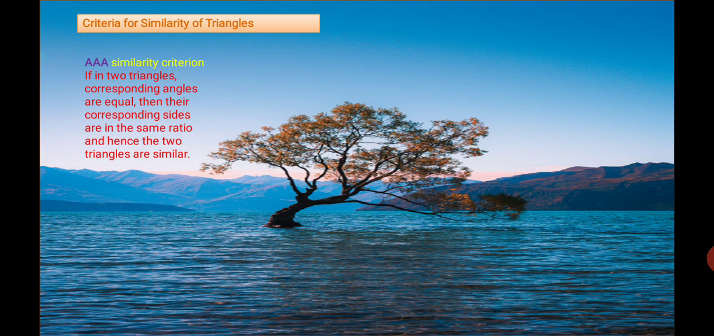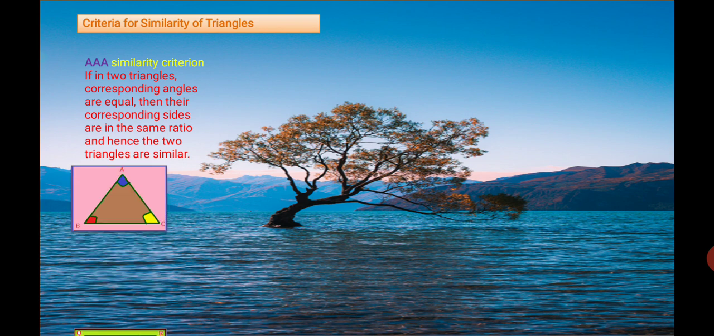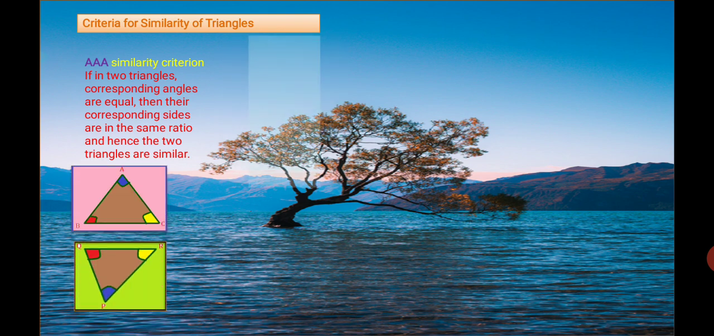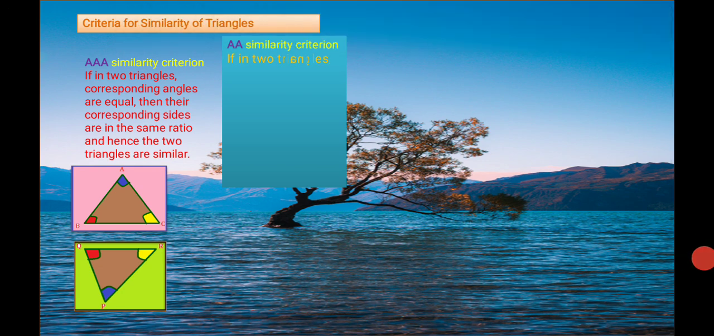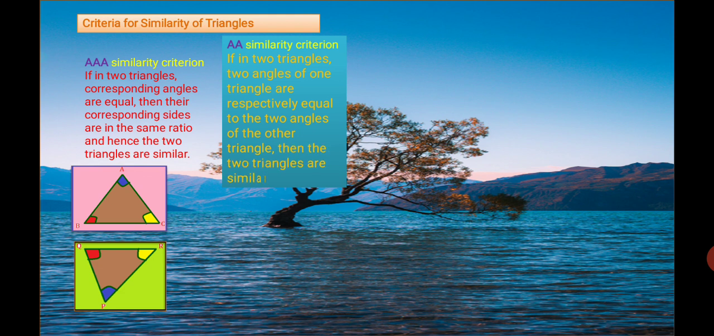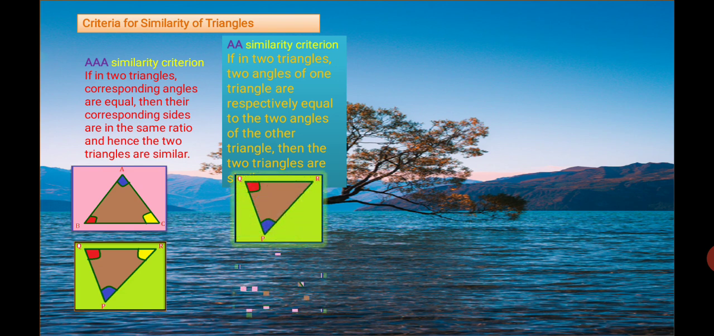First, angle. That is, if three angles of one triangle are exactly equal to three angles of another triangle, then the two triangles are similar. This criteria is also used as angle similarity criteria, because if two angles are exactly equal to two angles of another triangle, then the third angle must also be equal. So this angle criteria you can use as angle similarity criteria also.